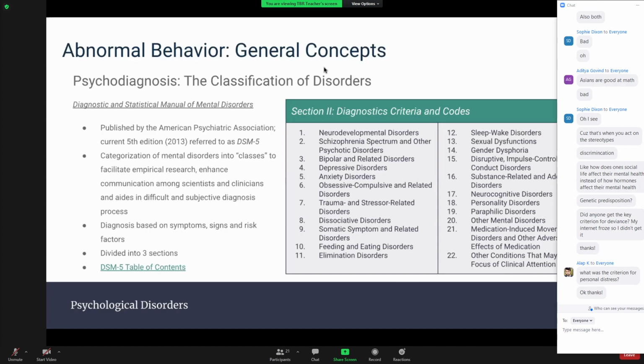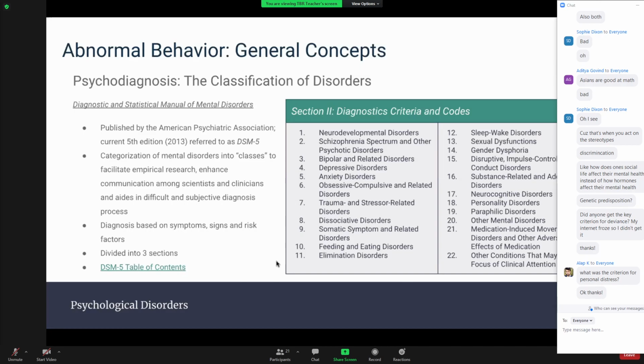And so the DSM is divided into 3 sections, but the one that pertains to the MCAT is section 2, which is just the criteria and the codes. They've divided psychological disorders into 22 different groups, as you can see them listed here, as I've done nicely for you. Each one of those groups is then subdivided into even more things. And so it just becomes this massive amount of taxonomy that you can kind of think about.